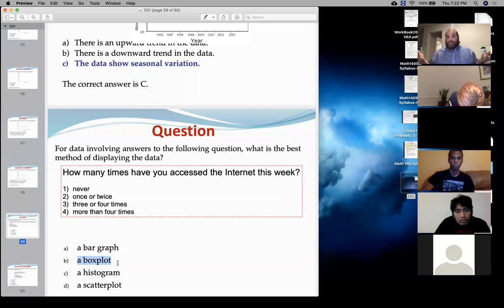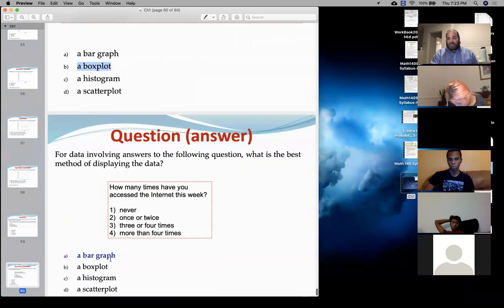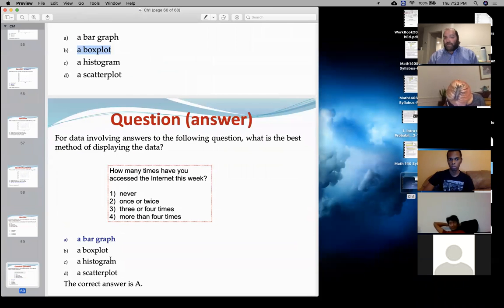But never, right? Never is a category. They're all four categories. How do you average the word never with numbers? These numbers are not numerical numbers in the sense that we do math. They are categories. It says categorical data. Categorical data uses a bar graph, so the answer is in fact A. Fantastic. And we are done with PowerPoint number 1 and chapter 1.